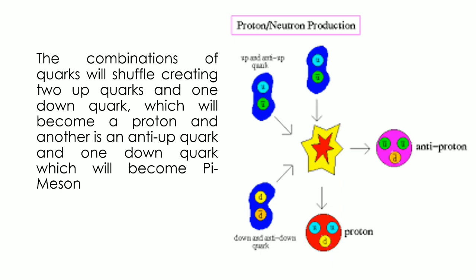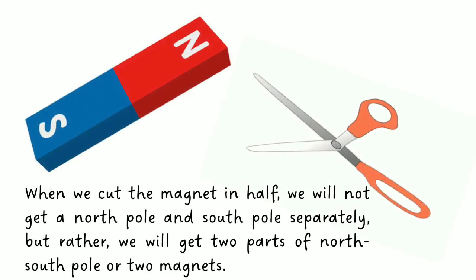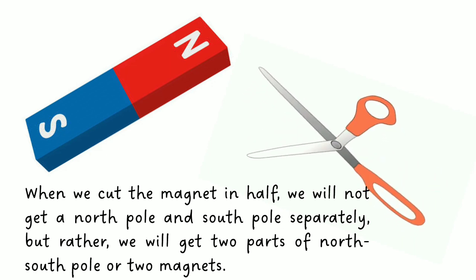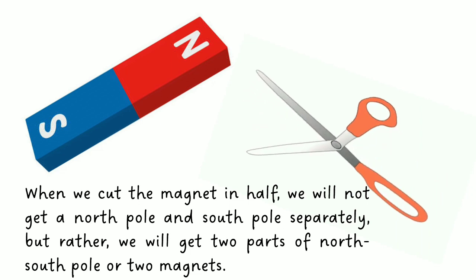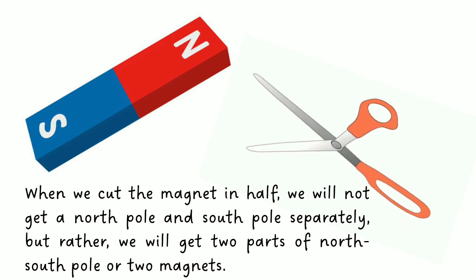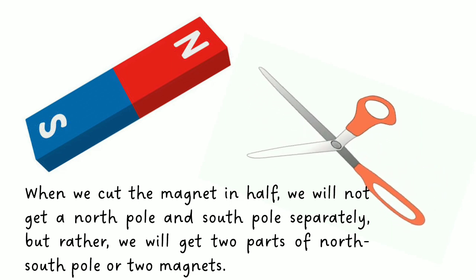Essentially, instead of the external energy breaking apart the hadron into its quarks, you end up getting a new particle. In other words, the quarks are just being rearranged or reorganized into a new particle. This is the same with the idea of magnets. Having a north and south pole, when we cut the magnet in half, we will not get a north pole and south pole separately, but rather, we will get two parts of north-south pole, or two magnets.